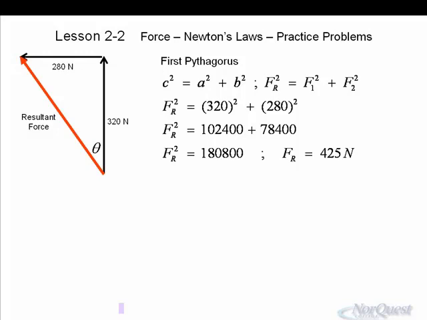This is a common mistake that students make. They just go 320 plus 280 equals 600. But the forces aren't being added linearly. They're being added at an angle, and therefore we have to consider the two-dimensional mathematics. And so we end up with 180,800 as our F_R squared, and of course the resultant force ends up being equal to only 425 newtons, which is a far cry from the 600 that you would get if you added these two in a linear way.